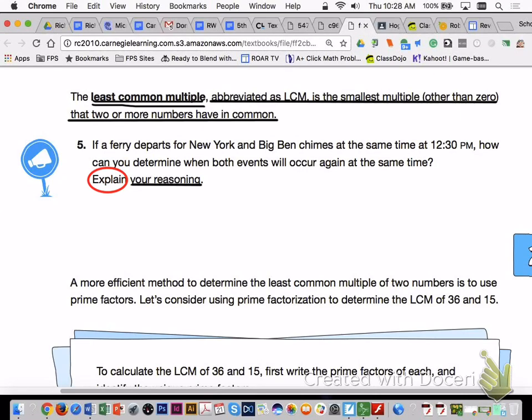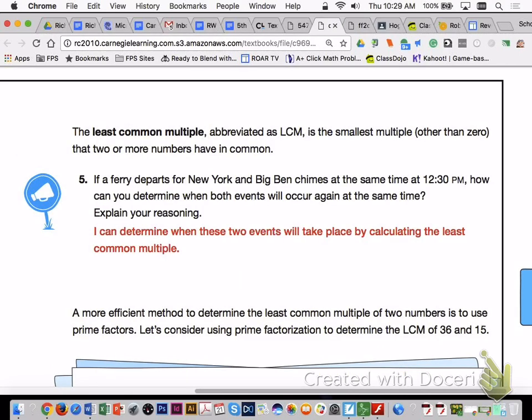Please turn to the top of page 63. The least common multiple, abbreviated as LCM, is the smallest multiple, other than 0, that two or more numbers have in common. Please answer number 5 with your group. For number 5, you can determine when these two events will take place by calculating the least common multiple.